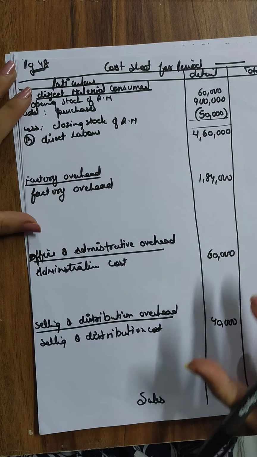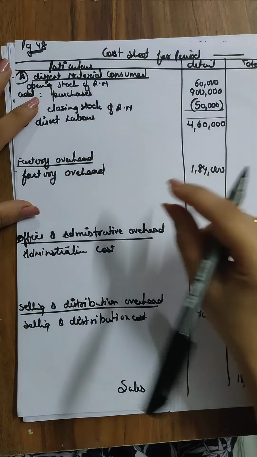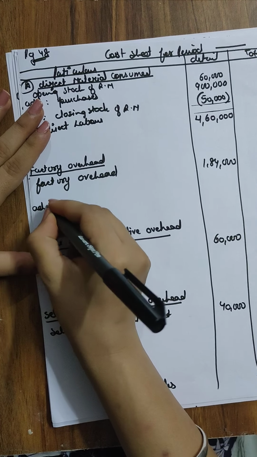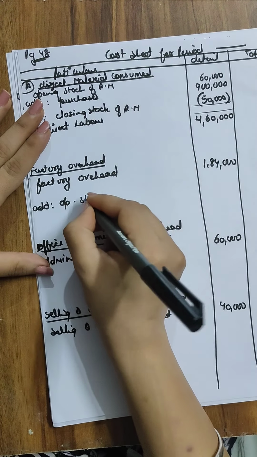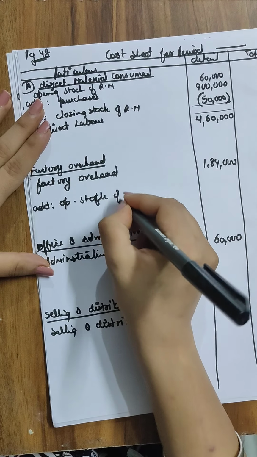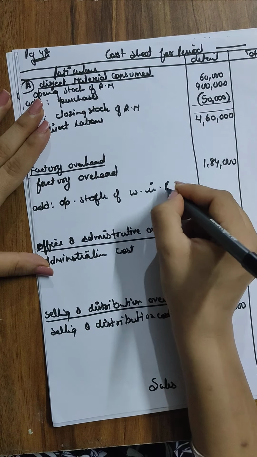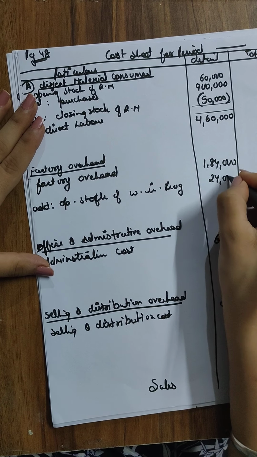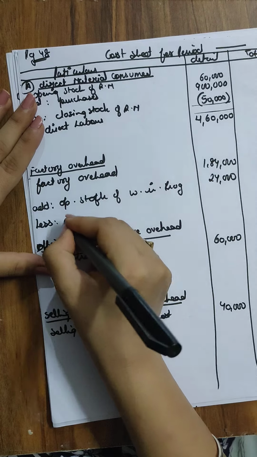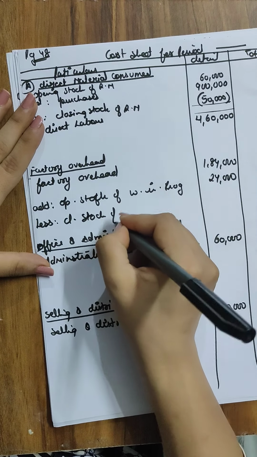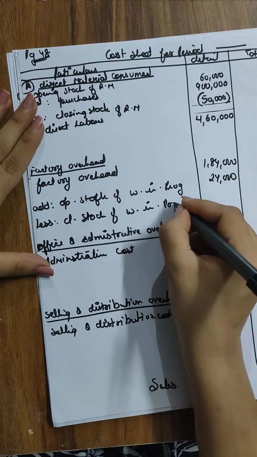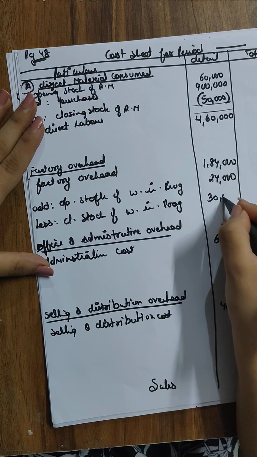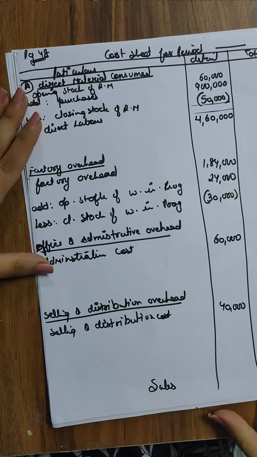Opening and closing stock of work in progress, but please remember that it is dealt under the factory overhead. So here I have to add opening stock of work in progress, that amounts to 24,000, and I have to less closing stock of work in progress. So this is going to be a negative figure.